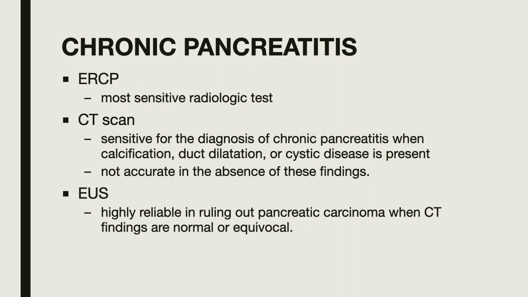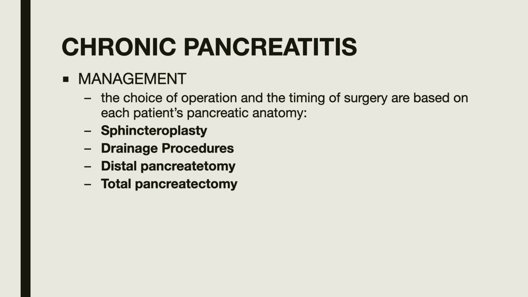We also have endoscopic ultrasound. This is highly reliable in ruling out pancreatic carcinoma when CT scan findings are normal or equivocal. For the management, the choice of operation and timing of surgery are based on each patient's pancreatic anatomy. The following procedures are done in patients with chronic pancreatitis depending on the case of the patient. You can do sphincteroplasty, drainage procedures, distal pancreatectomy, or total pancreatectomy.